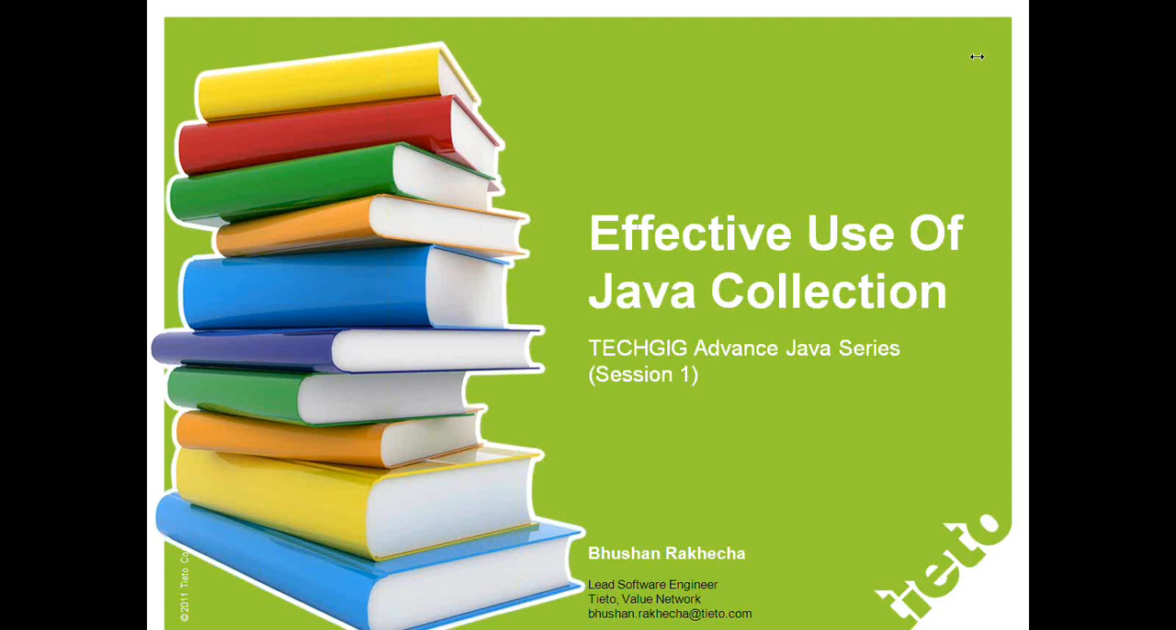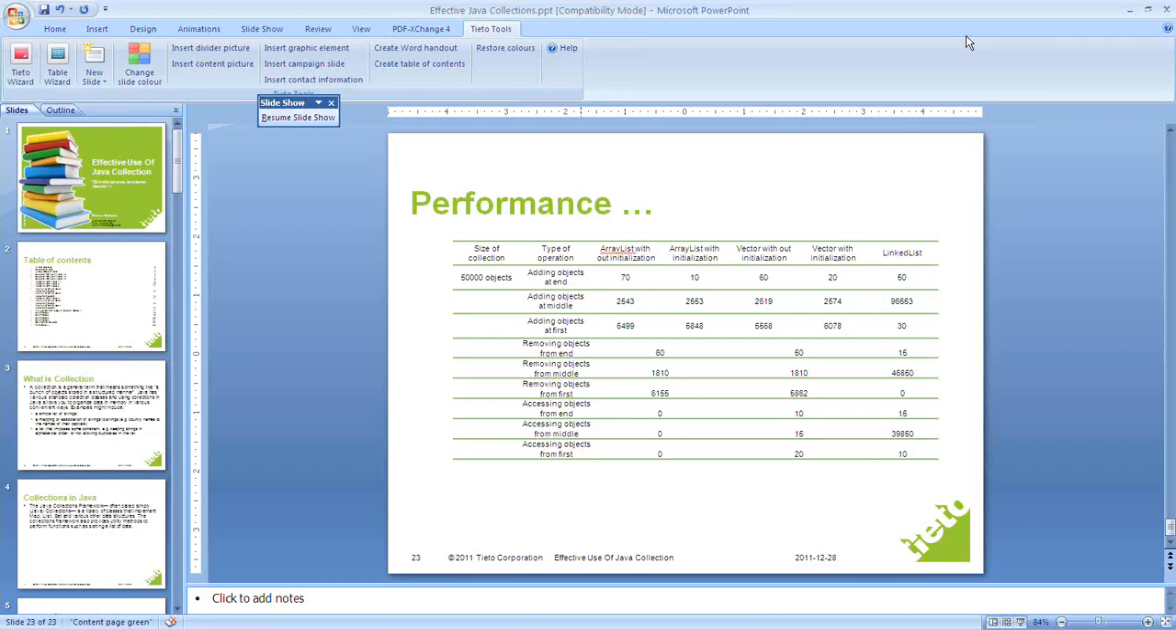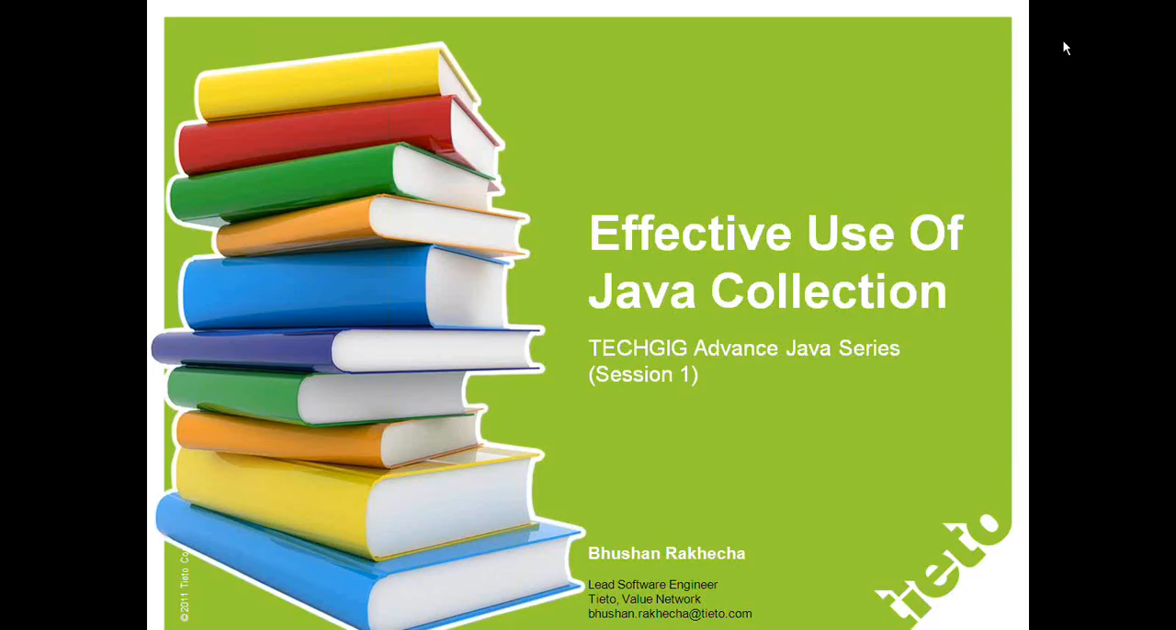A prerequisite considered for this webinar is that the participants are aware of the collection framework and the different classes. Though it is not a prerequisite, I will still go through the existing classes and the new ones added in Java 5, 6, 7 a bit, and then we'll talk about different best practices and what should not be done and what should be done.